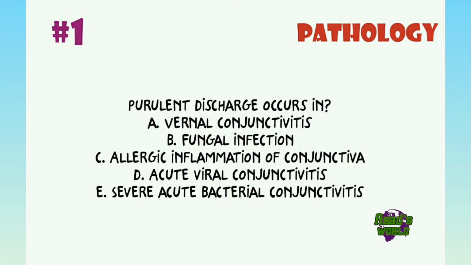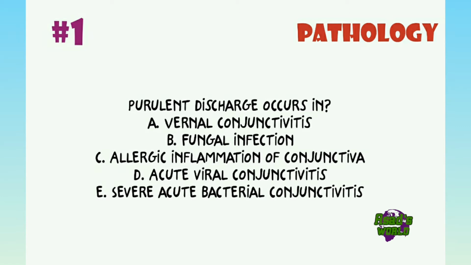Now, before getting started, on the page you are seeing right now, there is a number on the left side and there is a subject from where the question belongs. Now, the question is: purulent discharge occurs in which form of conjunctivitis? There are a bunch of options of conjunctivitis. So, we will dissect options one by one and we'll find out by the process of elimination which option is right.